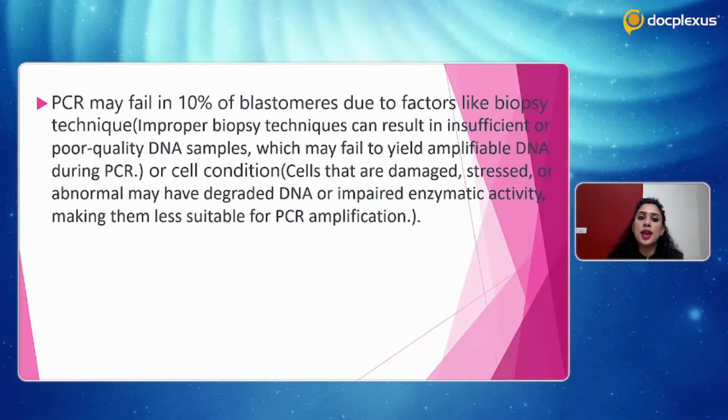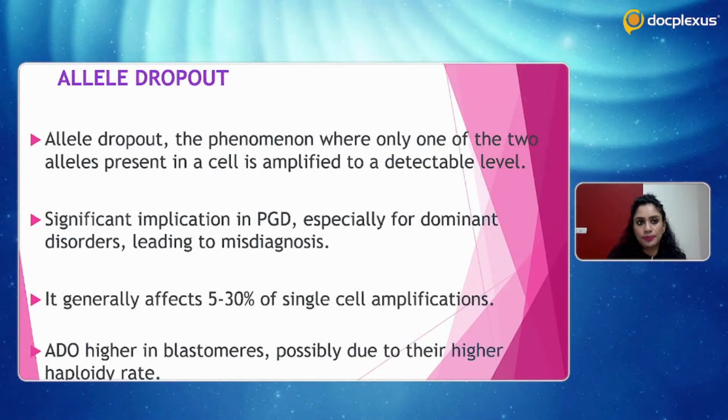The PCR process may fail in about 10% of blastomeres due to factors like an improper biopsy technique, or insufficient or poor quality DNA samples which may fail to yield amplified DNA material during PCR, or the cell condition itself. The cells may be damaged, stressed or abnormal, they may have degraded DNA or impaired enzymatic activity, making them less suitable for PCR amplification.